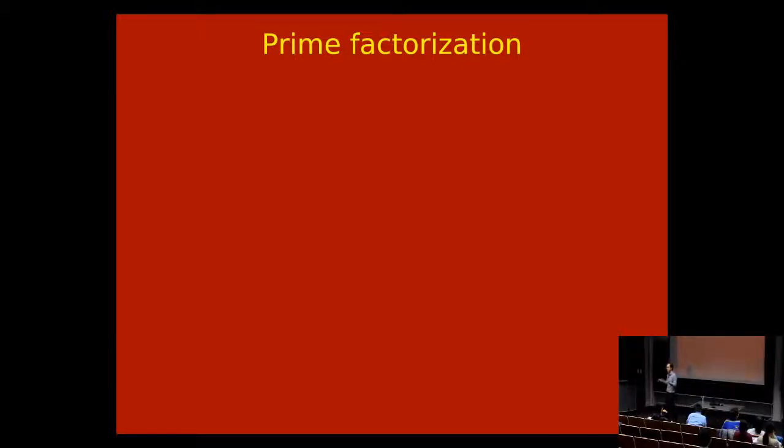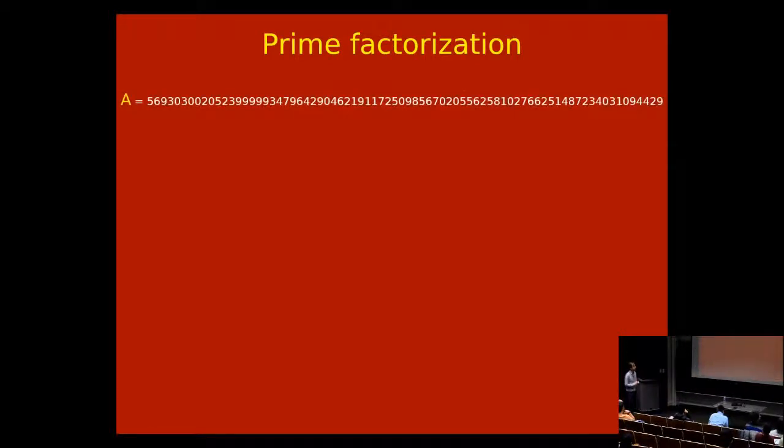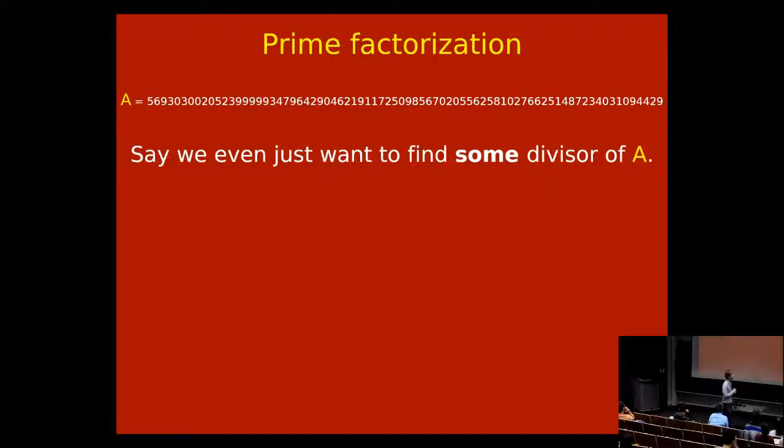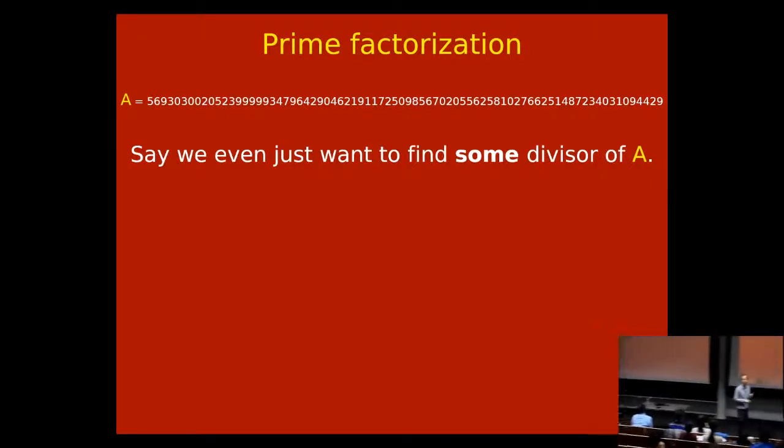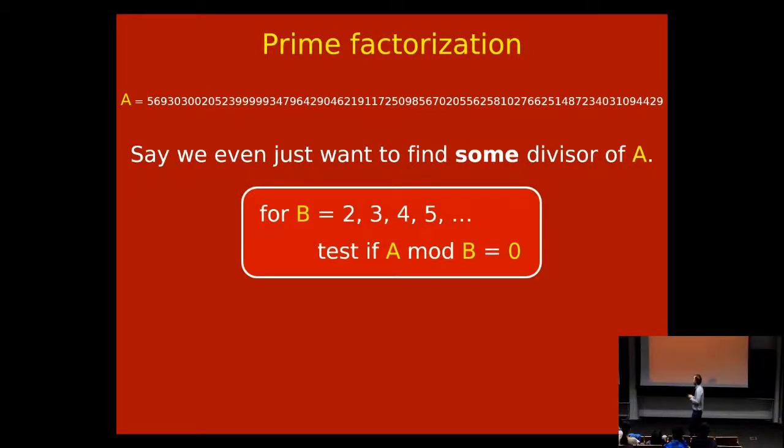We can take a bunch of numbers and multiply them together. What about the reverse? I give you a number, and I want you to break it into its prime factors. So let's say I give you this number, and I ask, what's the prime factorization of it? In fact, let's just say we want to find one non-trivial number that divides into it. If you can do that, then you can repeat the algorithm. So you can do this for B equals 2, 3, 4, 5, etc. Test if B divides into A. If A mod B is 0, that's fine. We just saw on the last slide you can do this line in polynomial time.